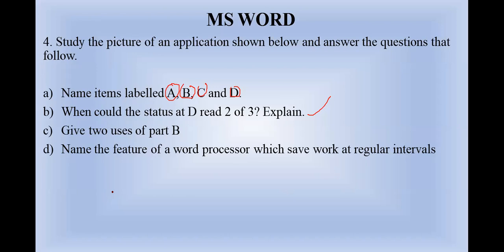Any girl to try. Just receiving boys. Girls, are we here? Any girl to try. Chimwemwe, you've been quiet. Can you try this one? Name the feature of the word processor which saves work at regular intervals. You've not saved your work, but we just see it has automatically been saved. Chimwemwe, what do you call that feature?